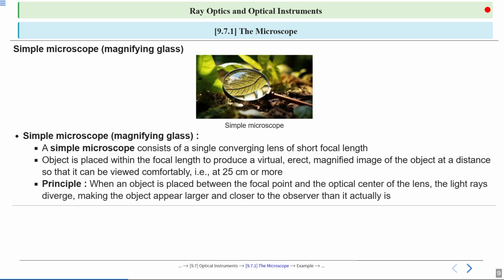The principle behind the simple microscope is fascinating. When an object is placed between the focal point and the optical center of the lens, the light rays diverge. This divergence makes the object appear larger and closer, enhancing our ability to observe fine details.